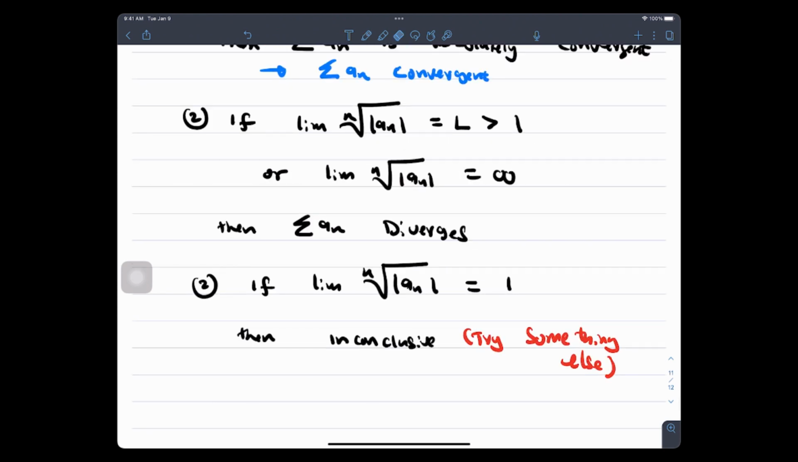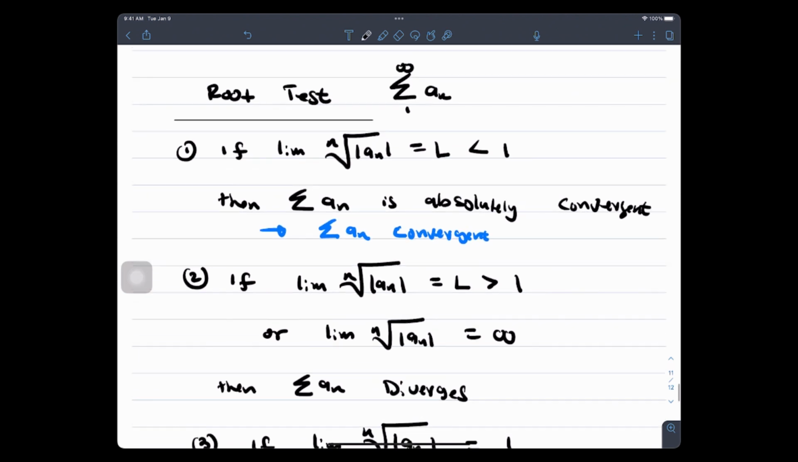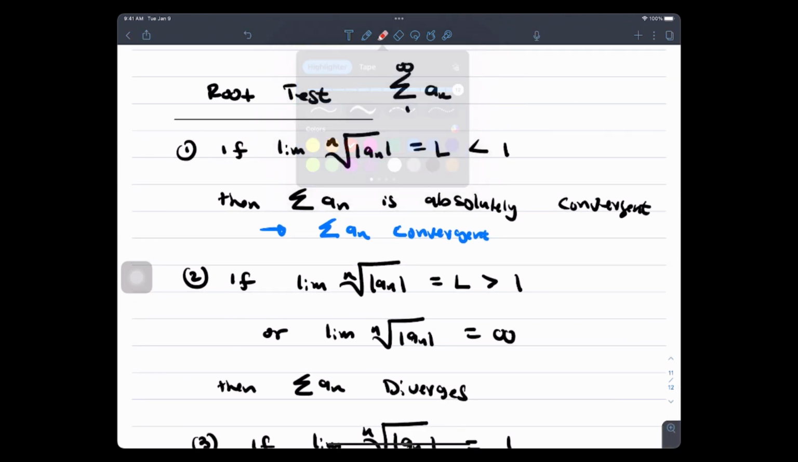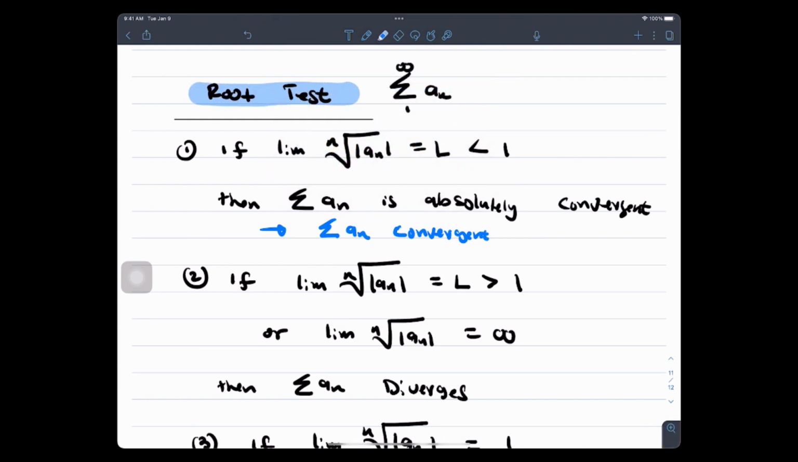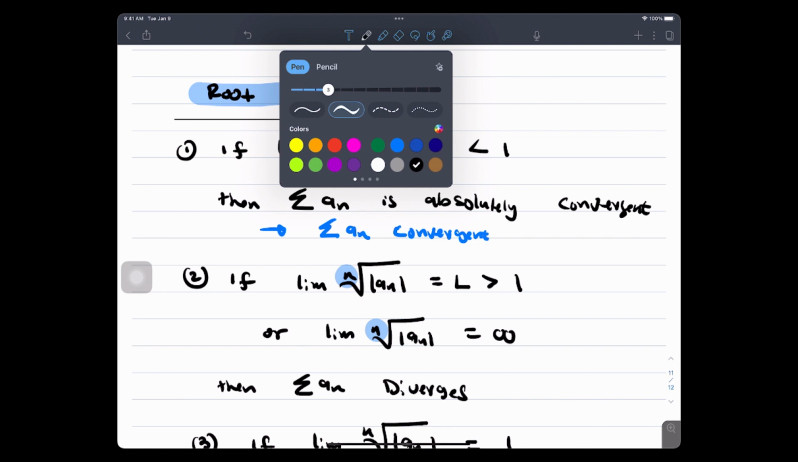Okay, now this is called the root test. You say, why do they call that the root test? Because you've got the nth root there. Nth root of the absolute value of a_n.